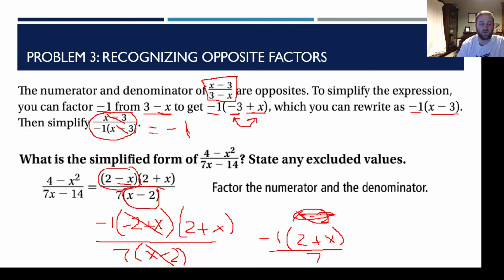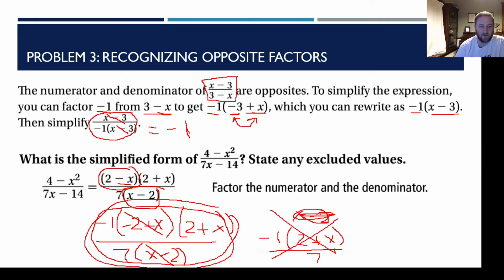Are there any excluded values here? No, there's not, right? Well, actually, if we go back to this original one, if we plug in 2 here for x, it becomes 2 minus 2, that's 0, and then 0 times 7 is 0. So there is an excluded value: x cannot equal 2. So this is our simplified form where x cannot equal 2.